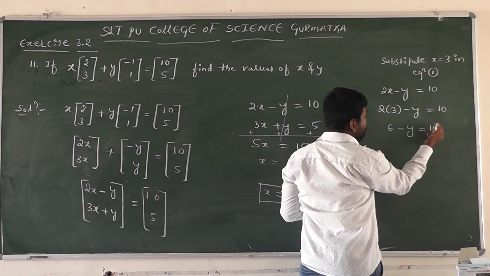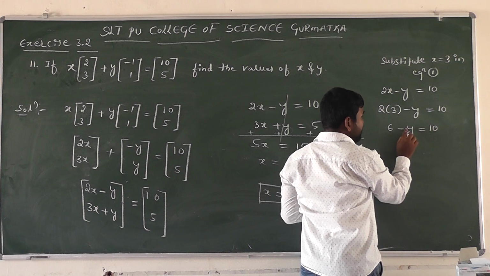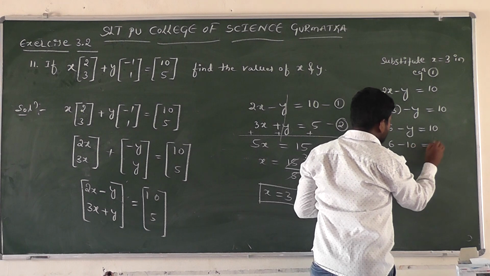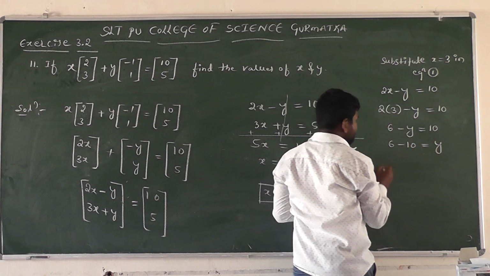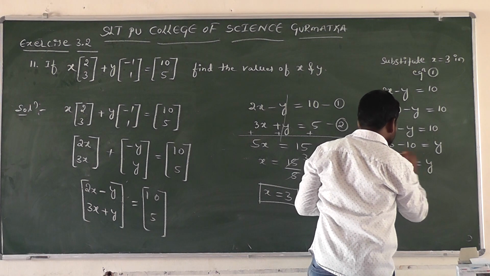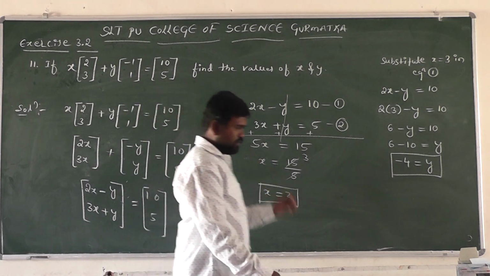Then this minus y we have to move to the other side. What happens? Plus y. Then 10 moves to this side. What happens? Minus. 6 minus 10 is equal to y. 6 minus 10 is minus 4. So y is equal to minus 4. The next value is what here?